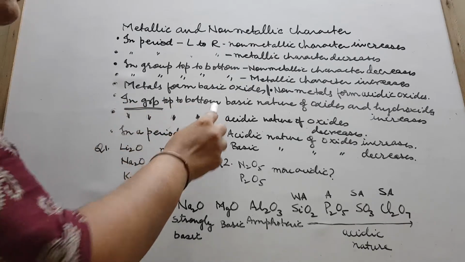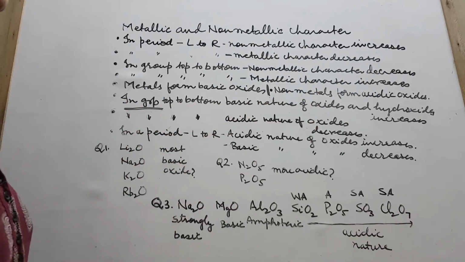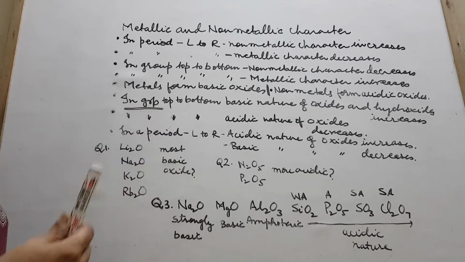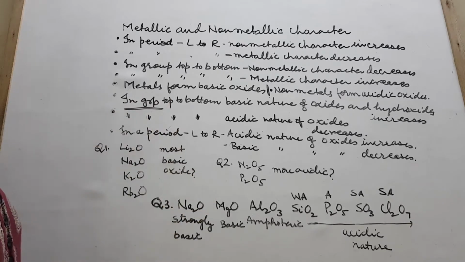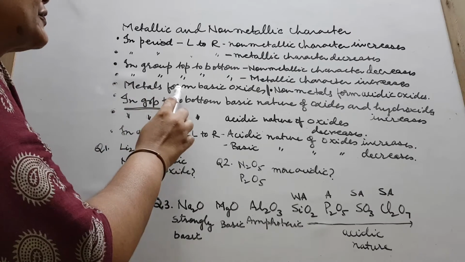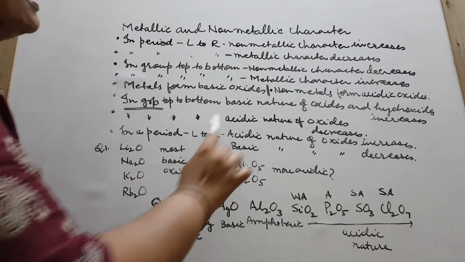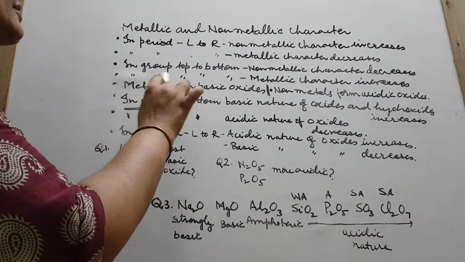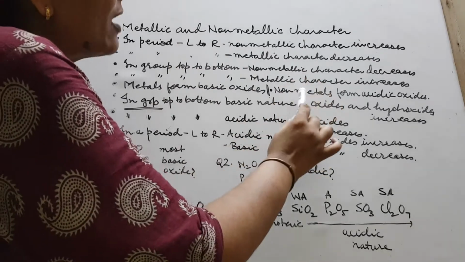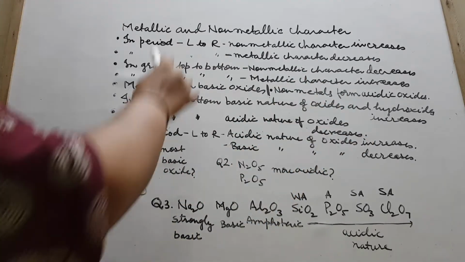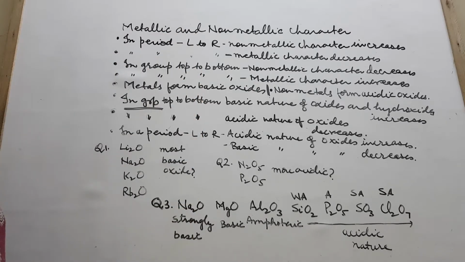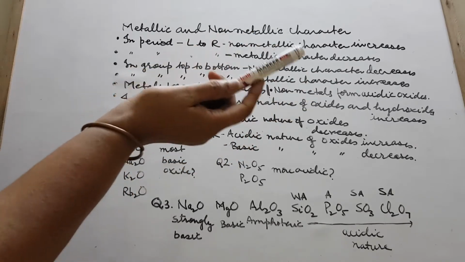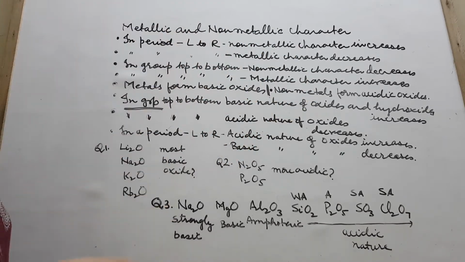Then in a group, top to bottom, the basic nature of oxides and hydroxides increases. Prior to that, you should know what elements form what type of oxides. The point says metals form basic oxides and non-metals form acidic oxides. Okay? Metals form basic oxides while non-metals form acidic oxides. Now, since in the group top to bottom metallic character increases, the oxides of metals, we know they are basic, so the basic nature of those oxides will also increase.